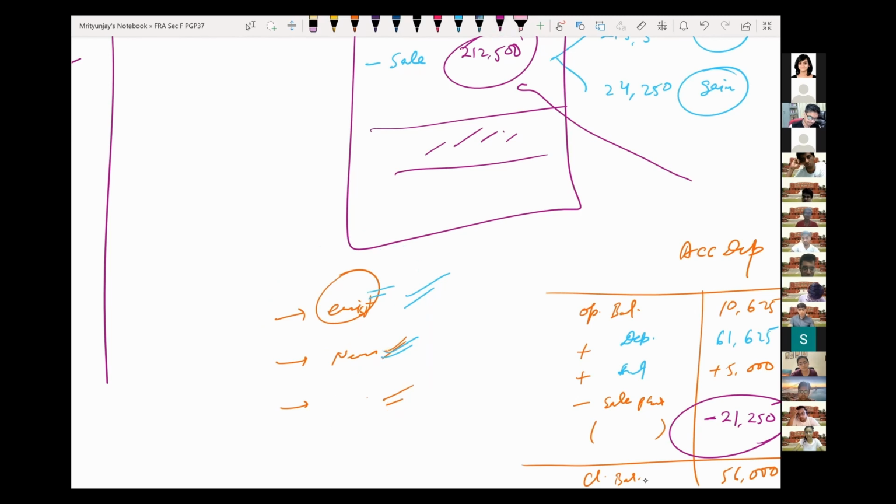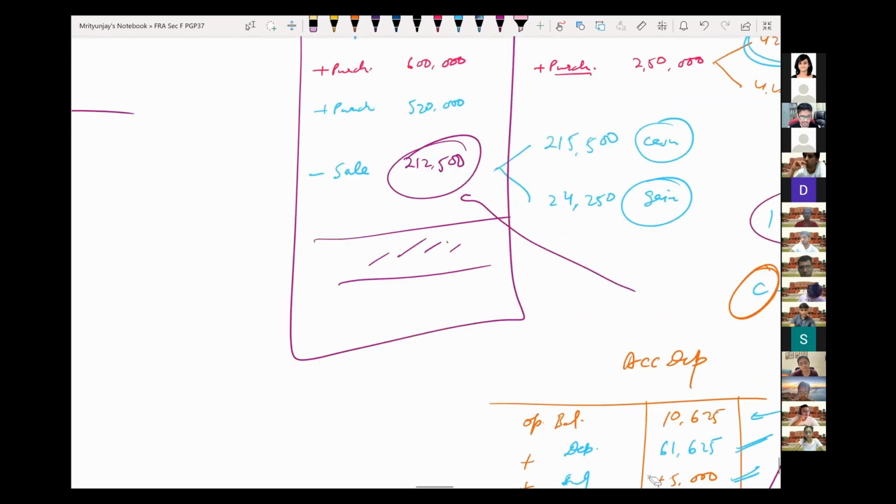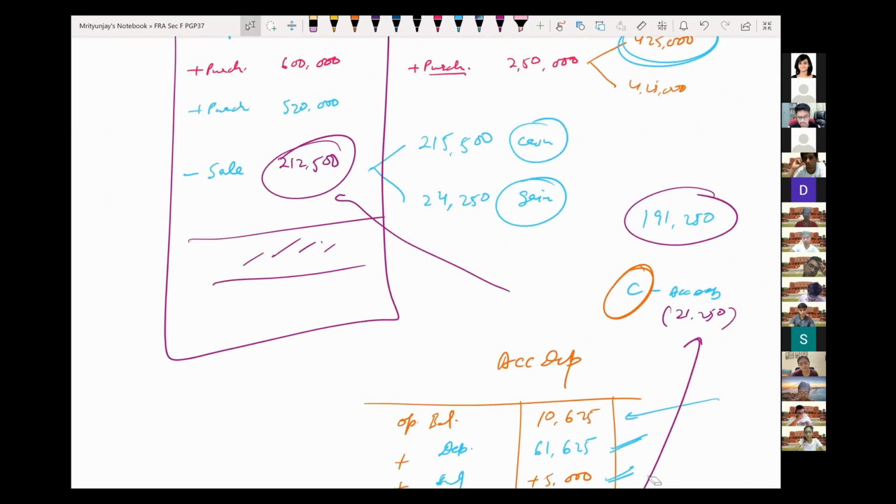Sir, if the selling price is the same as the value of the machine, why have they given a gain on sale of machine? Selling price and value, what do you mean by value of the machine? So we found out that after the depreciation, the value is 212,500 itself. Okay. Can somebody tell me what is the meaning of this number? 212,500 is what? Explain it to her.